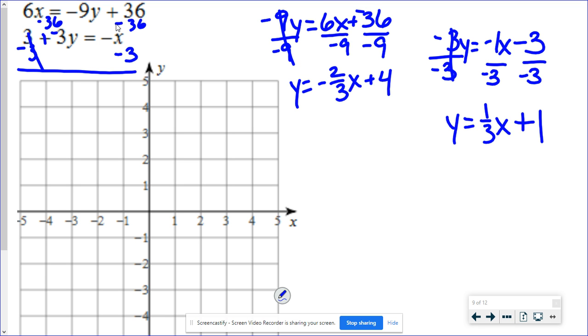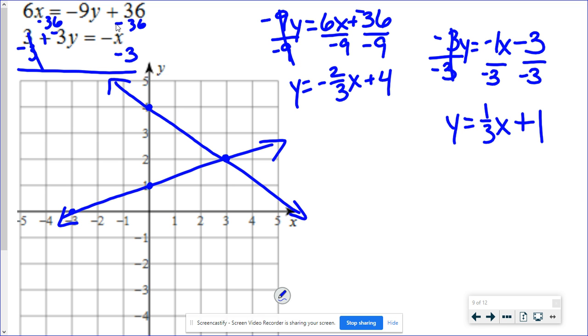So my first equation begins at 4. I've got a -2/3 slope, so down 2/3. And that's really all I can technically get there. The second one begins at 1. And I've got a 1/3 slope, up 1/3. So that point is at 3, 2.